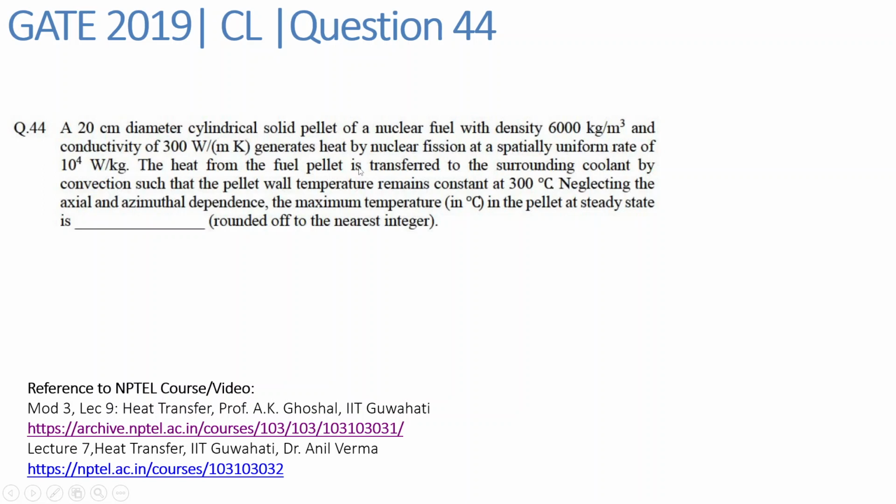The heat from the fuel pellet is transferred to the surrounding coolant by convection such that the pellet wall temperature remains constant at 300 degrees Celsius. Neglecting the axial and azimuthal dependence, the maximum temperature in degrees Celsius in the pellet at steady state is dash, rounded off to the nearest integer.